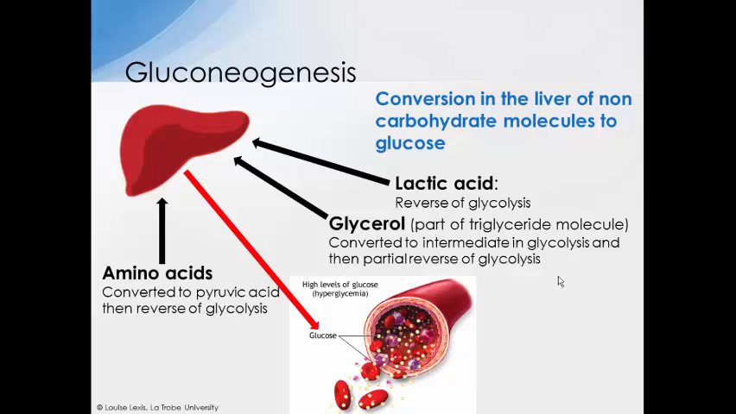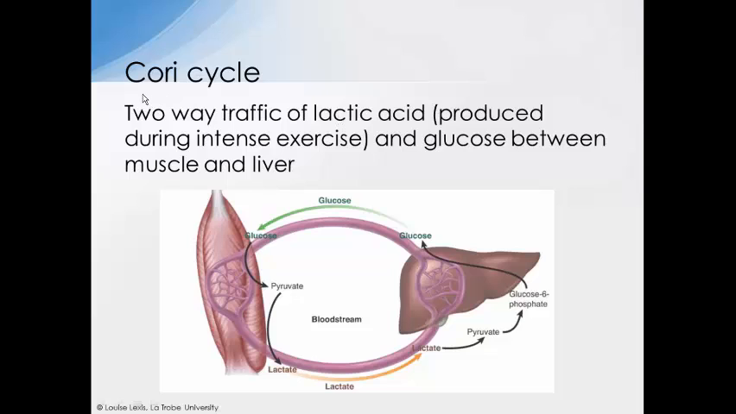So just to sum up, gluconeogenesis is the making of new glucose from non-carbohydrate sources, and amino acids, glycerol, and lactic acid are all materials used for the making of new glucose. Once this glucose is formed in the liver, then it can be released into the blood to be used again as an energy source. And tied to this is a concept referred to as the Cori cycle, and that's the two-way traffic of lactic acid between the muscle and the liver.